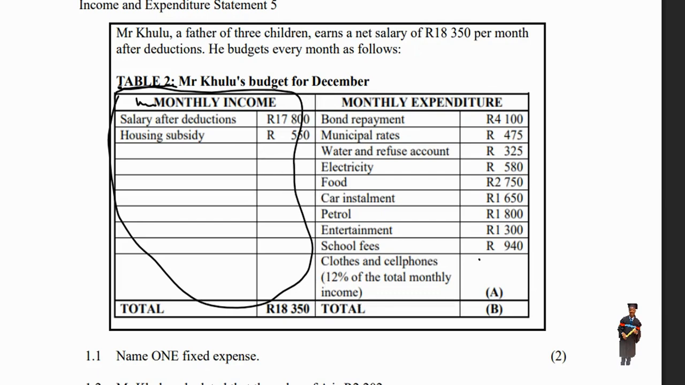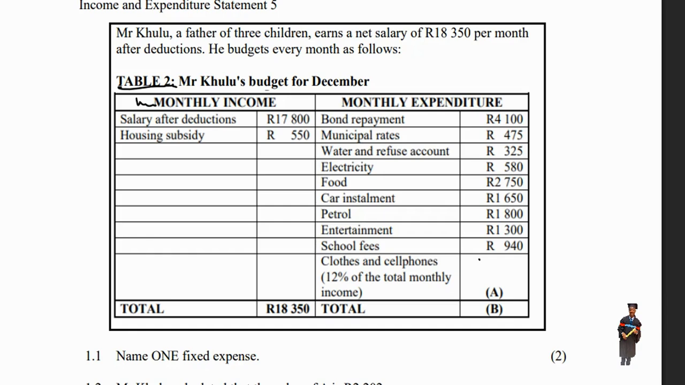So the first column is showing us the monthly income, and then we have salary after deductions, which is 17,800 rand, and we have housing subsidy, which is 550 rand. Okay, the housing subsidy is the money that Mr. Kulu earns for housing. And then when we look at column number 2, that is where we are going to see the monthly expenditure or the expenses.